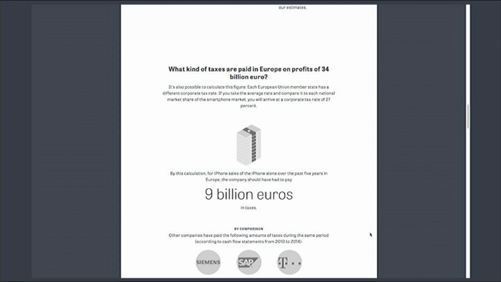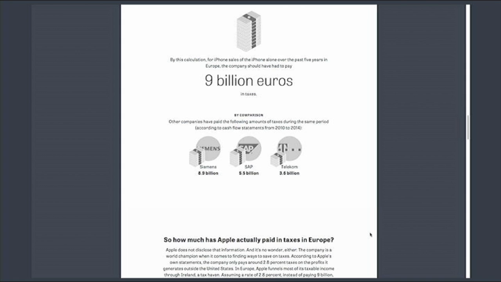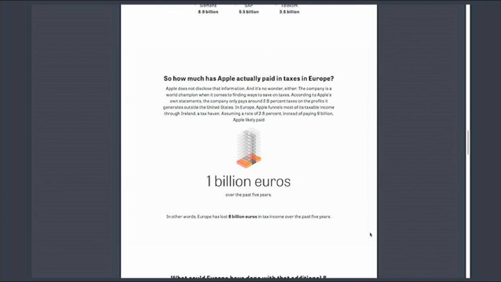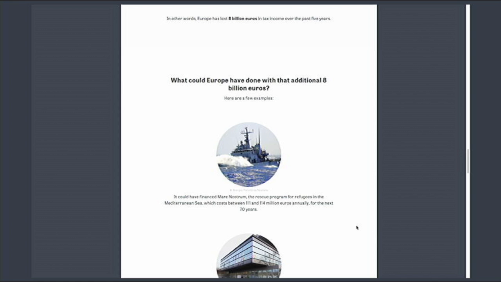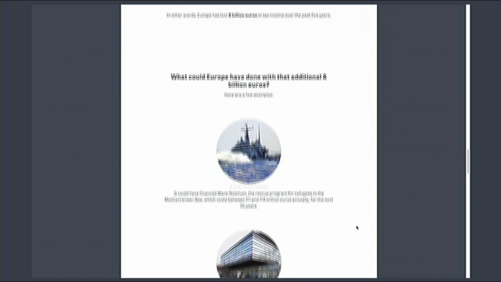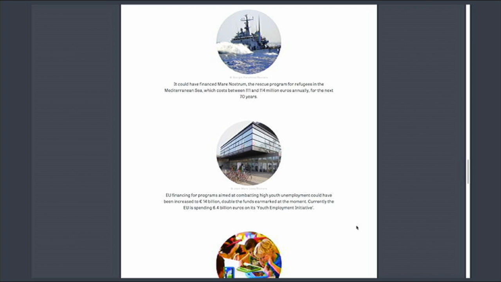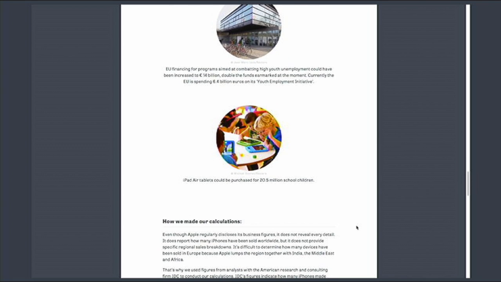these 5 years. Then in the next step, we show how well-behaved European companies are actually and pay their taxes. And it turns out that Apple owes Europe around 8 billion euros in tax income, iPhone only, and for a time frame of 5 years. But what are 8 billion euros? So we put that also in perspective. Have a look at what Europe could do with it. It could rescue refugees. It could fight youth unemployment. And, funniest thing, it could buy iPads for school children.